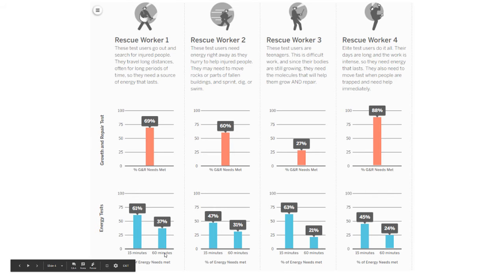If we gave a proposal that said only 1 in 3 of our rescue worker 1s had their energy needs met for 60 minutes, our bar would not be very good. Alright, moving on to rescue worker 2.